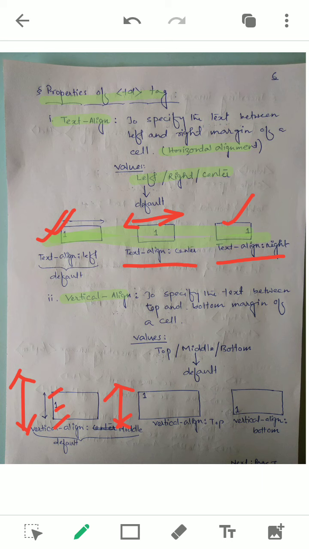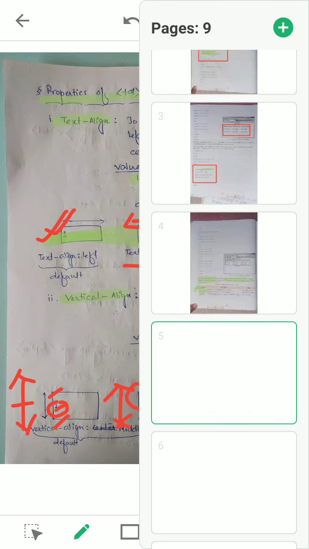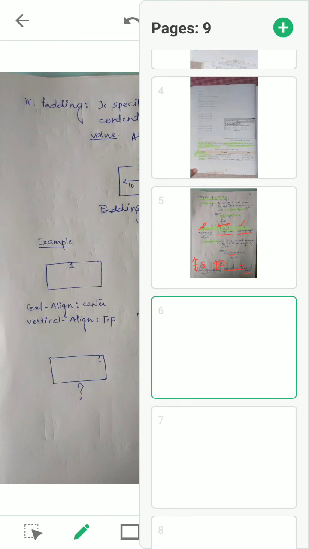The default value is middle, so the content is displayed in the middle vertically. If you want to bring it to the top, you have to write vertical-align top, then it will go to the top of the cell. If you write vertical-align bottom, then it will come to the bottom of the cell. Okay, go to the next page. You see other examples of this.